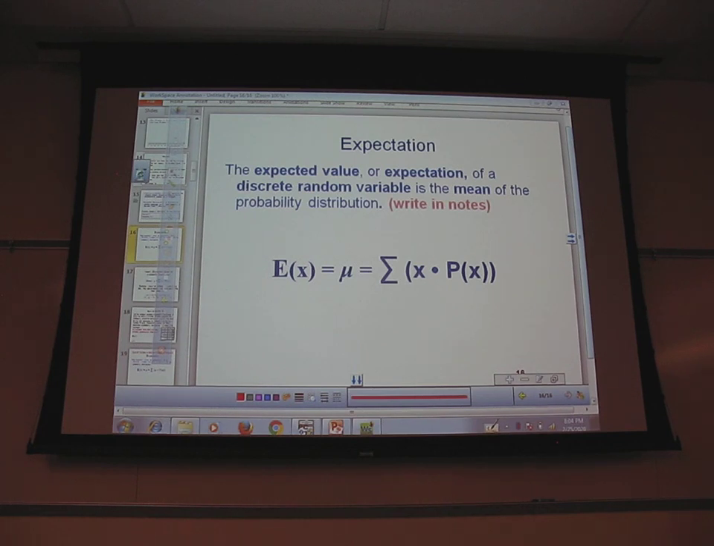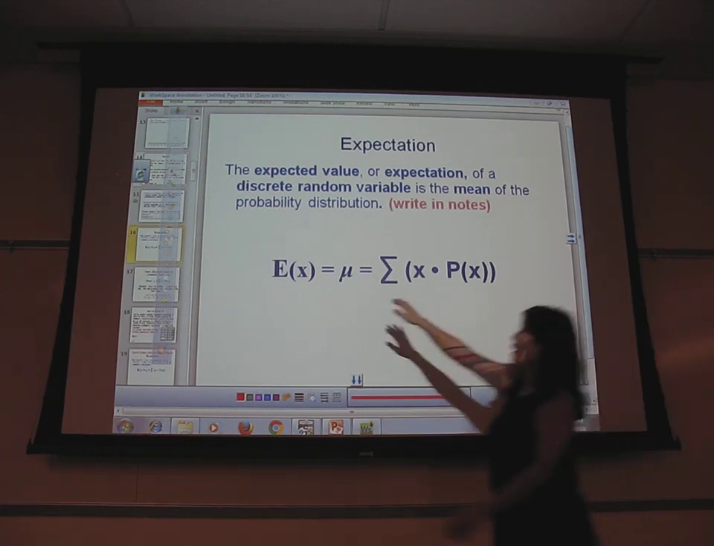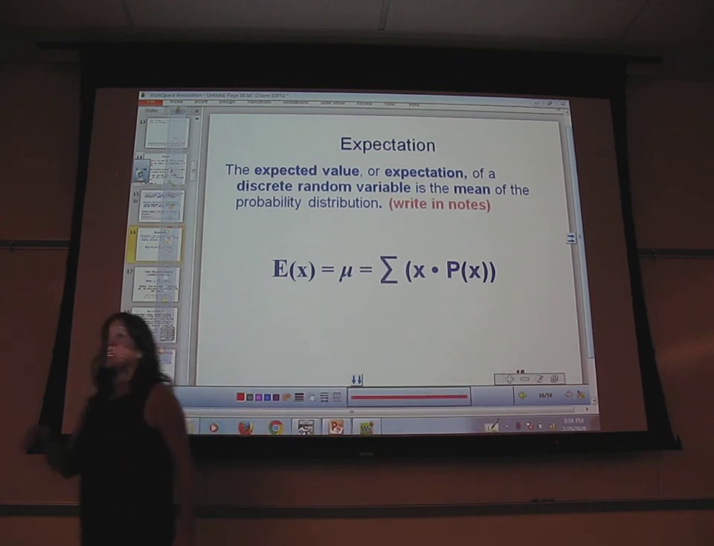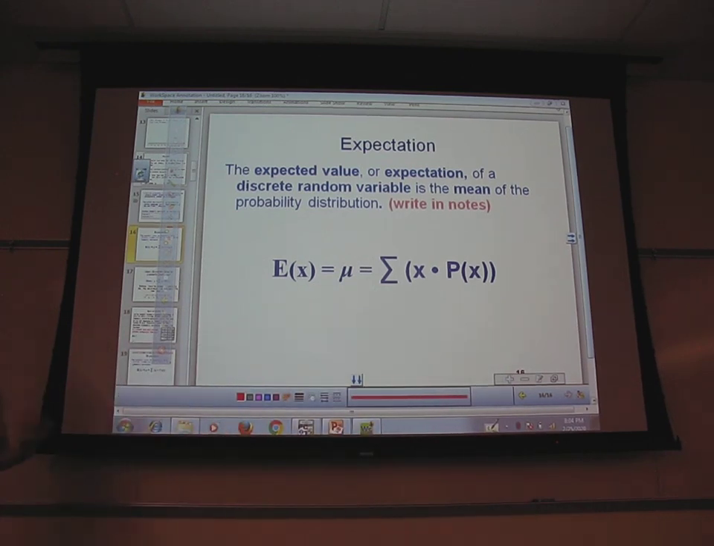So the expected value of x, this is how to write the expected value of x, guys. It is the mean. What do you expect to get? You expect to get the mean. You do something over and over again a whole bunch of times, you average all those outcomes, you expect to get the mean on average.